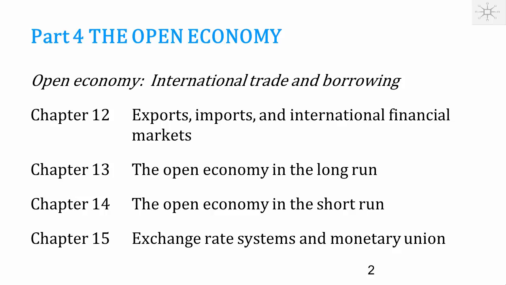In chapter 12, we add to the model exports, imports, and international lending, international financial markets. Then we look at the open economy in the long run. What determines the development of the open economy in the long run? And then we look at the open economy in the short run and the role of fiscal and monetary policy. And here the choice of exchange rate systems will play a very important role.